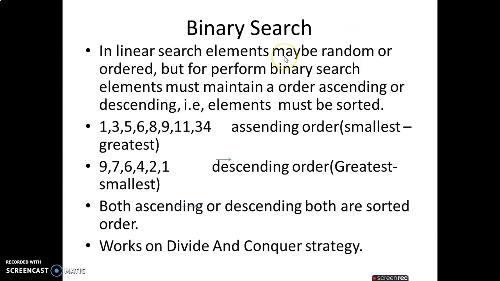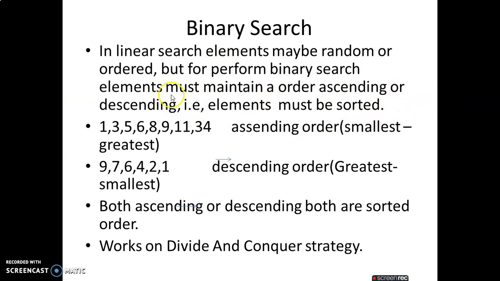What is binary search? You saw in the previous video, part 17, that in linear search the elements may be in random order or in some order. What do you mean by ordering? Like maintaining an order. But to perform binary search, the elements must maintain an order, maybe ascending order or descending order. These are the criteria for binary search.